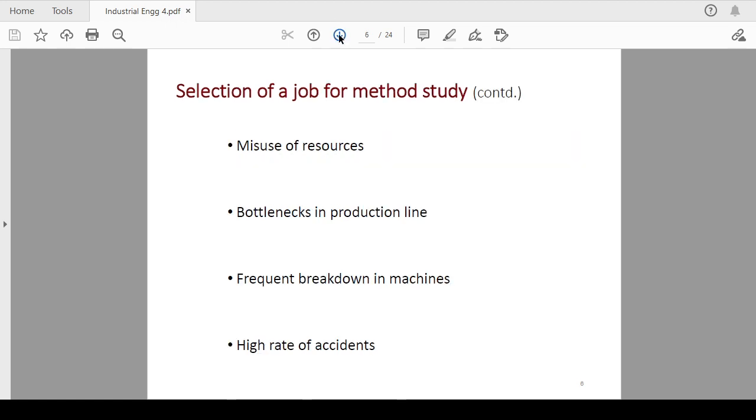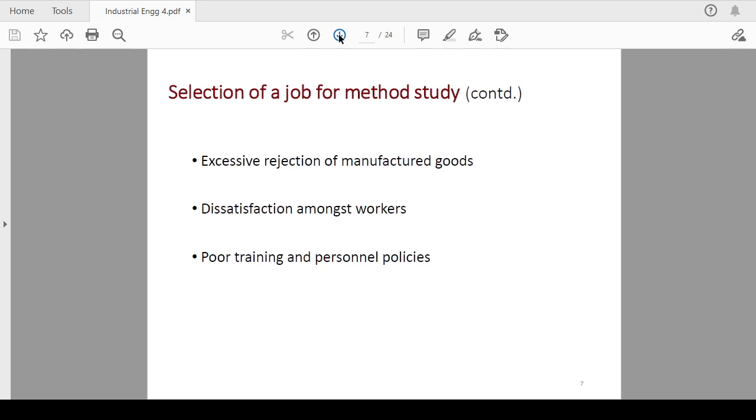Then if there is any misuse of resources, bottlenecks in the production lines, frequent breakdown of machines, or a high rate of accidents, these are the probable areas from which you have to select that particular job for improvement by method study. Then excessive rejection of manufactured goods: if you are getting excessive rejections of any kind of manufactured good, that should be considered as a job for method study.